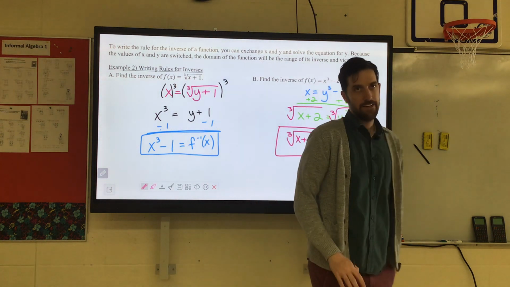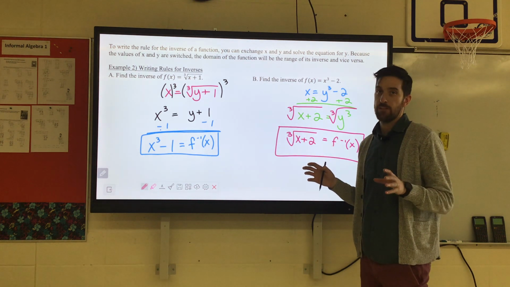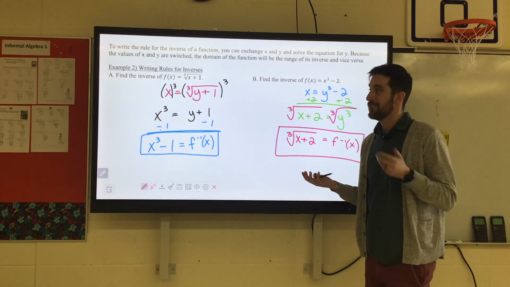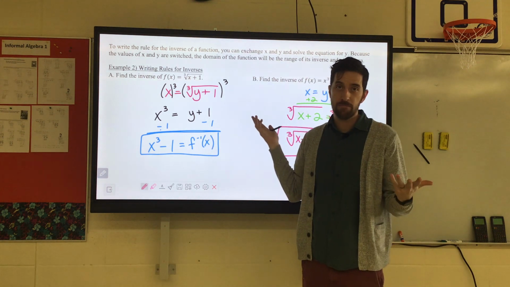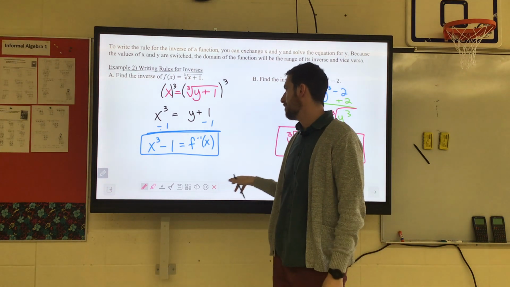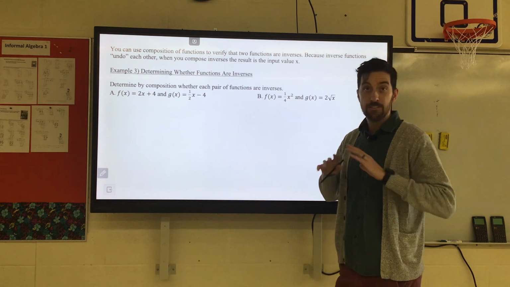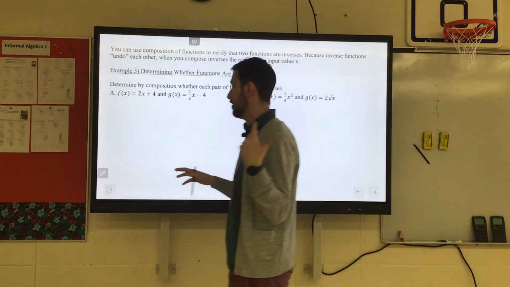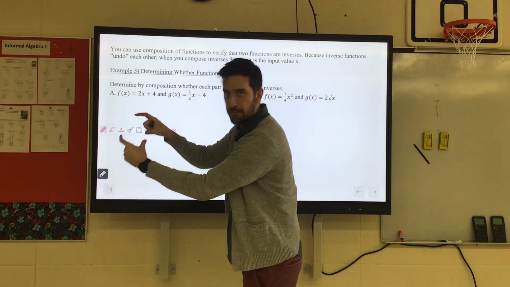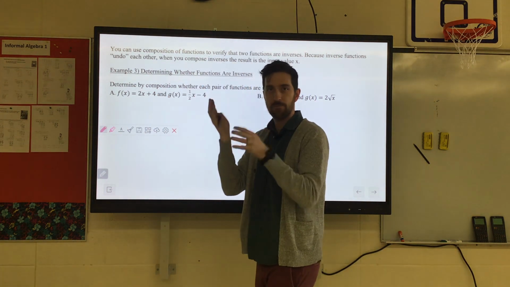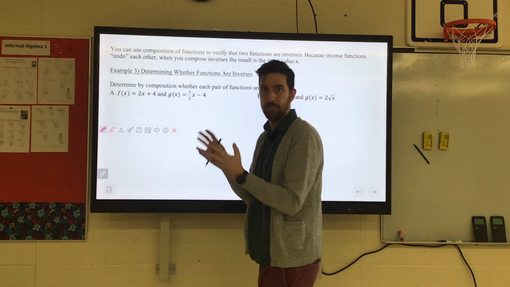Cool. So another way, if they give you two rules and ask, are these inverses? One thing you could do is take the equation, do what we just did, and see if it's the other equation. Another way that you can do that is with composite functions. We're going to take one function, put it into the other function for x, simplify it as much as you can, and it needs to just come out to x. And it doesn't matter which function you put into the other.